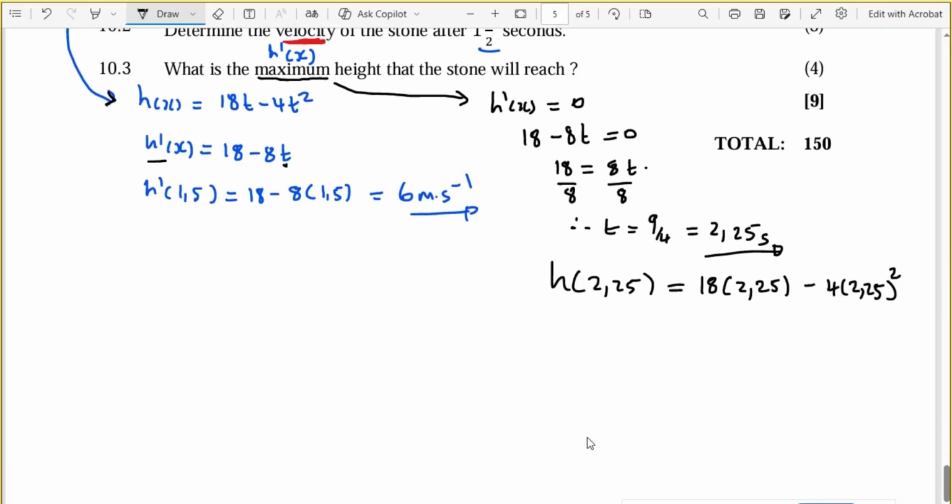And what is the height? Minus 1, 9 over 4 squared. The height is 81/4. In decimal form, it's 20.25 meters. That's the height.